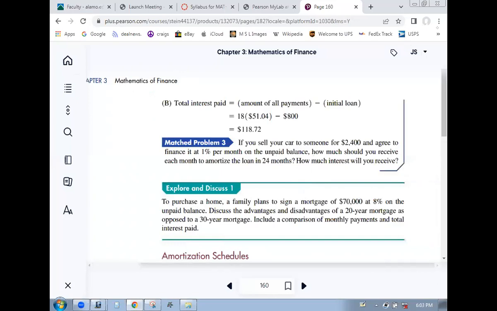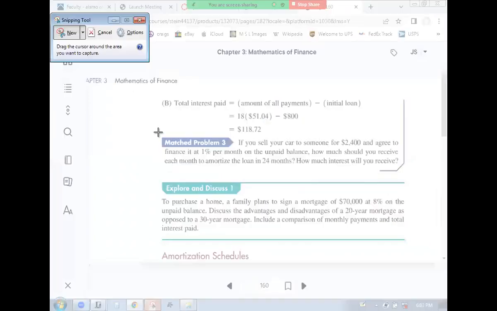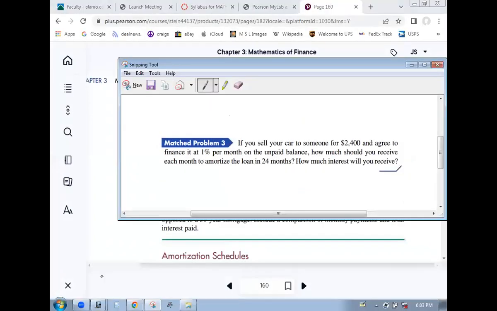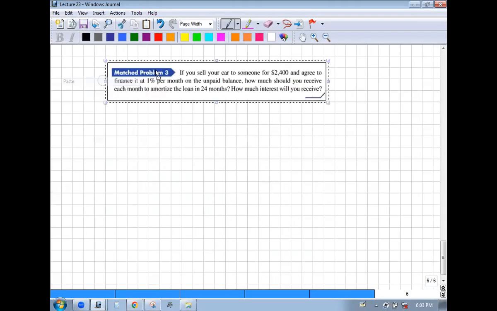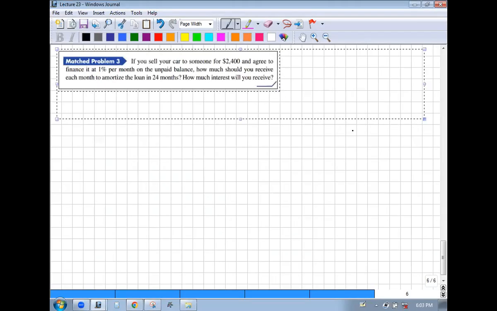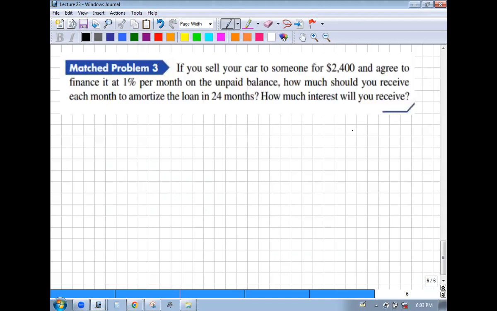Let's do a math problem here. See if we can figure this out. So I'm learning all this stuff with you as we go. Like I've never seen any of this stuff in my life. I do math. Y'all have to help me do the business here.